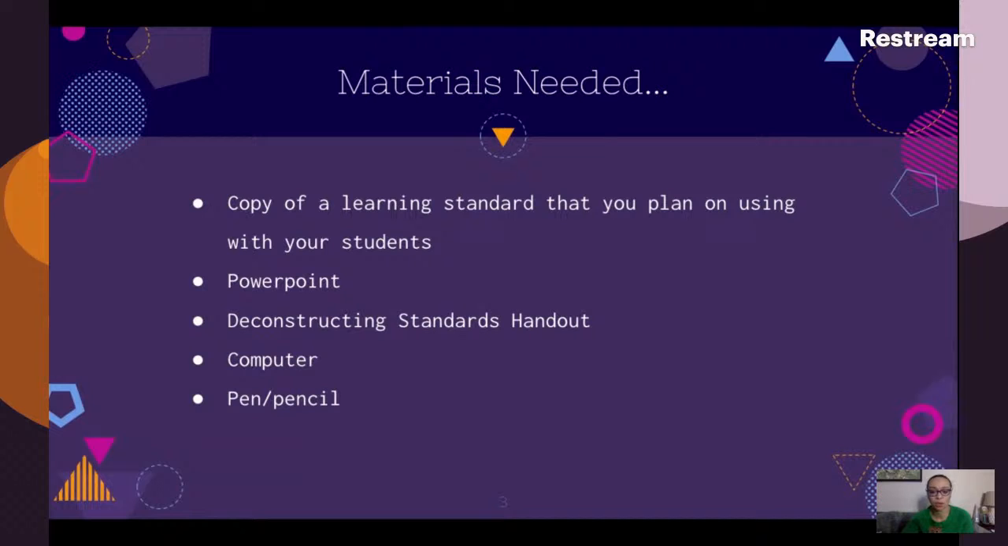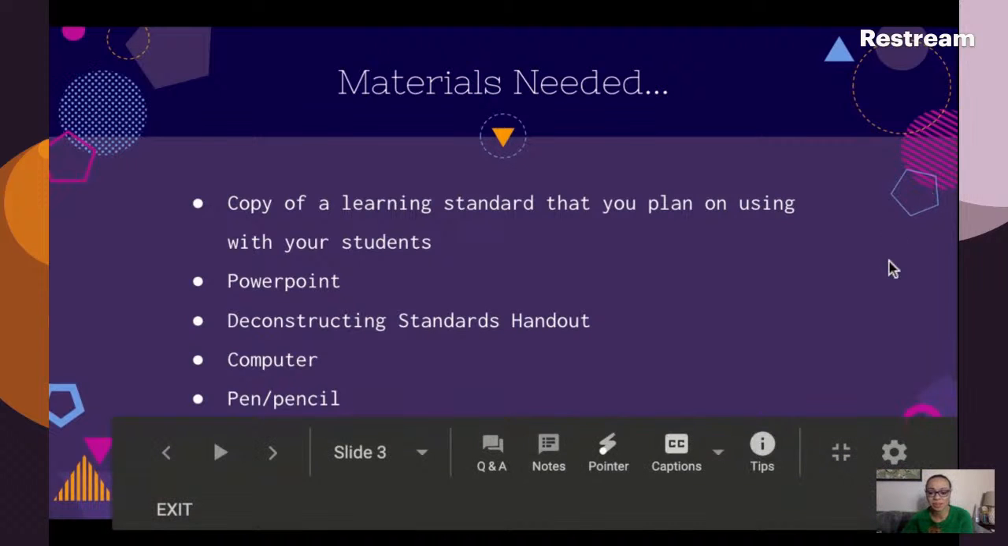For this particular webinar, you will need a copy of a learning standard. If you don't have a learning standard, go ahead and Google one really quickly. It depends on whatever state you're in and what you're using, but you will need a learning standard. It will be helpful for you. And then the PowerPoint, which you can find at the link of the original webinar, and the Deconstructing Standards handout. It follows this particular webinar as well. And then, of course, your computer, which you should be using now, and a pencil or a pen for those of you who need to scribble on things.